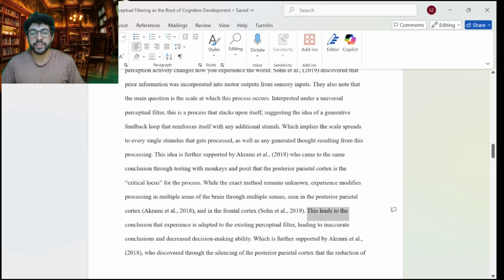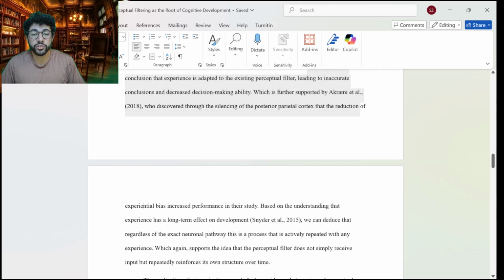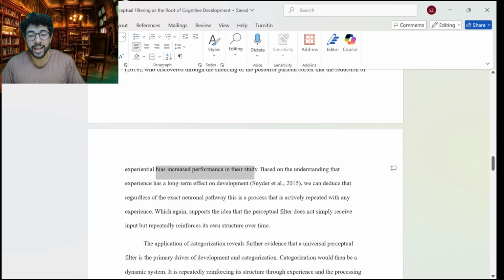Okay, so this leads to the conclusion that experience is adapted to the existing perceptual filter, leading to inaccurate conclusions and decreased decision making ability, which is further supported by Akrami et al., who discovered through the silencing of the posterior parietal cortex that the reduction of experiential bias increased performance in their study. So when you lack bias, you perform better. Okay, wow, shocker, right?